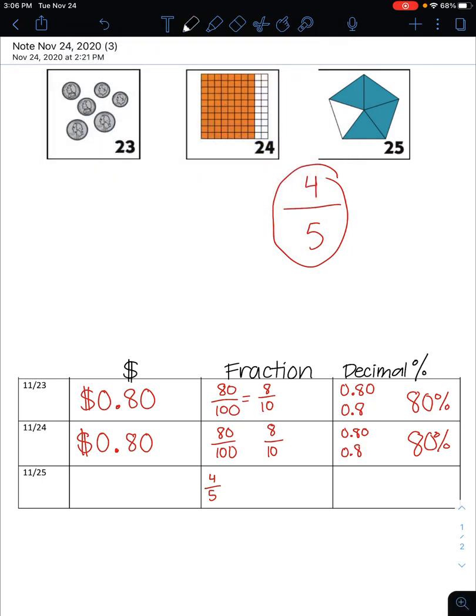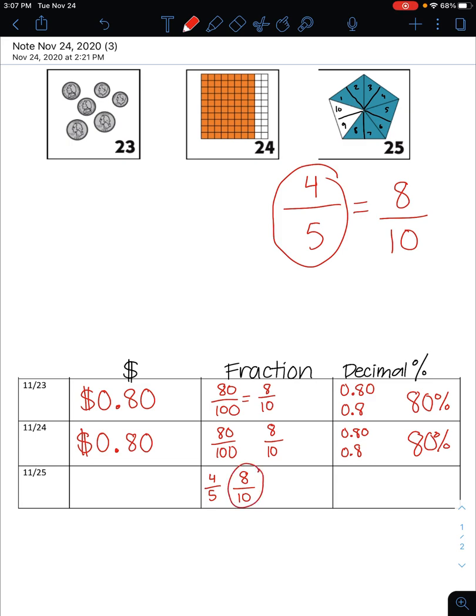If I were to split each of these triangles in two, like that, I would end up with 1, 2, 3, 4, 5, 6, 7, 8, 9, 10 triangles total. And when I count how many are colored in, I notice that there are 8 colored in. That means that 4/5 is equal to 8/10. We can also write 8/10 as one of our fractions for November 25th.